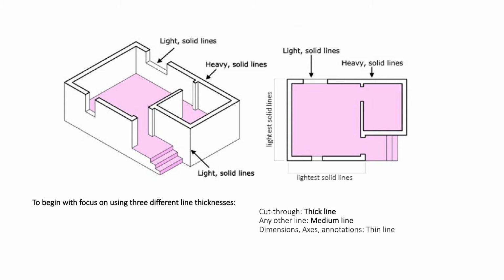How you draw your lines also reflects the scale and level of detail in the drawing. Technical drawings are only useful if they are clearly understandable, and that is why it's so important that you use varying line weights in your drawings. To begin, you will focus on using 3 different line thicknesses: the cut-through line, which will be a thick line, any other line, which will be a medium line, apart from dimensions or axes and annotations, which will be thin. You must make sure that the differences in these thicknesses are clearly recognisable. These changes in line thickness reflect the natural way that objects fade as they go further into the distance.